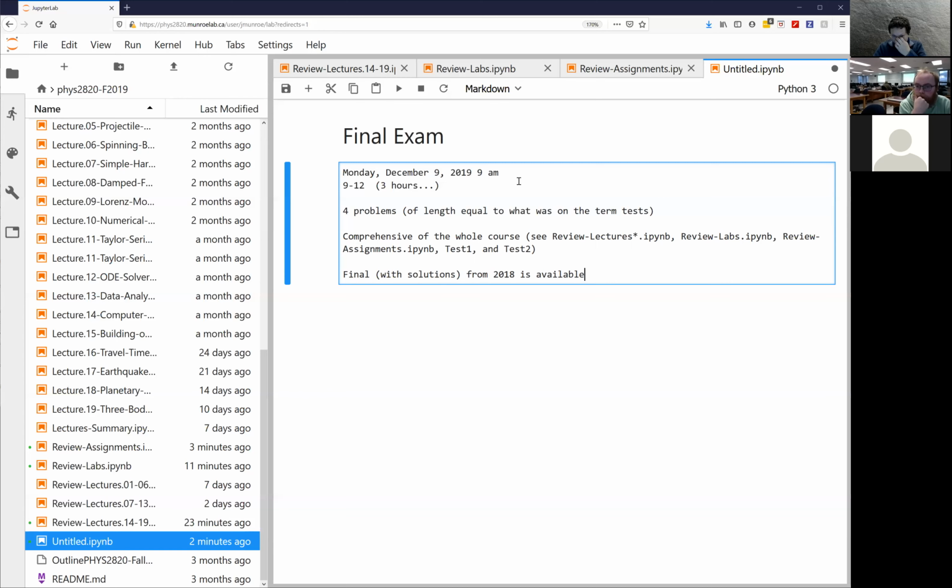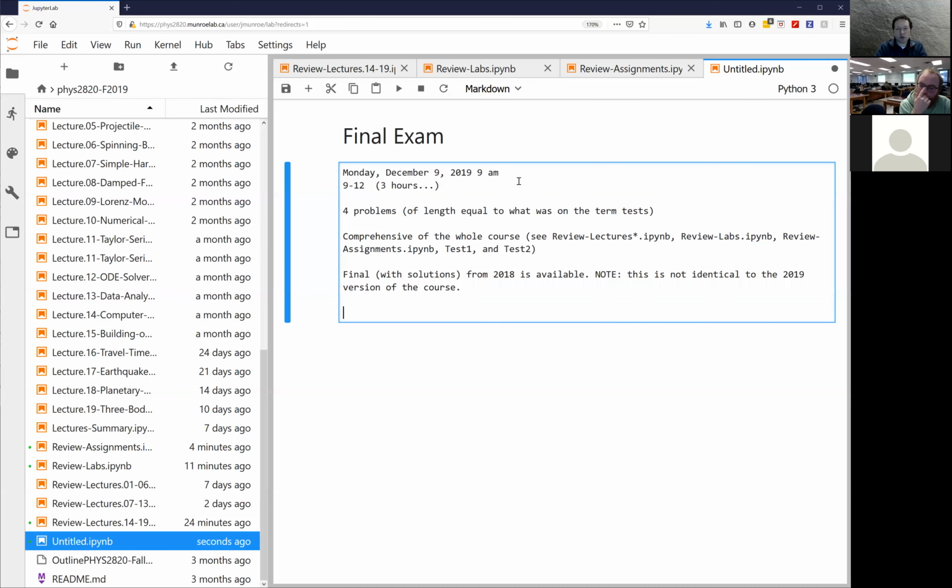I have posted what I did for an exam last year. But the important caveat is that this is not identical. So if there's something you see in that final exam where you're like, well, we didn't do it this way, that's okay, because it wasn't your course. It was a different version of the course, very similar, but not exactly the same. So take a look at it all the way through.